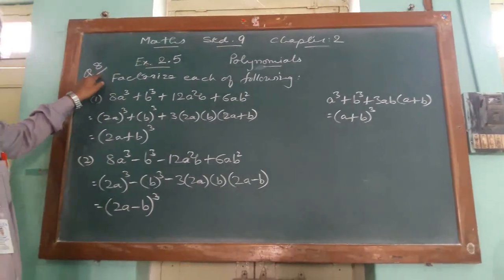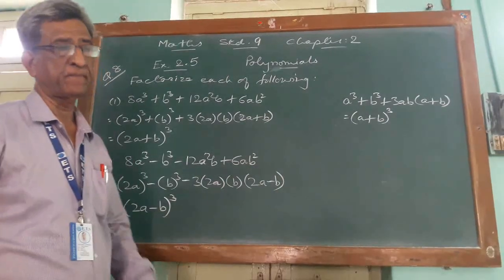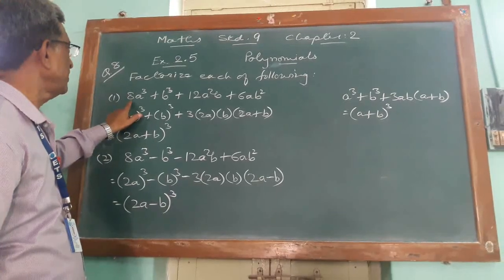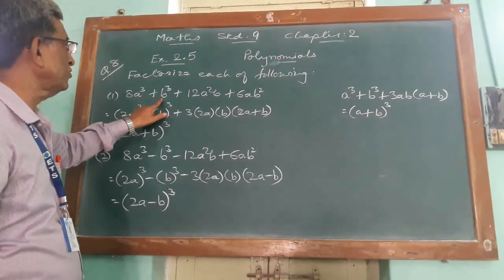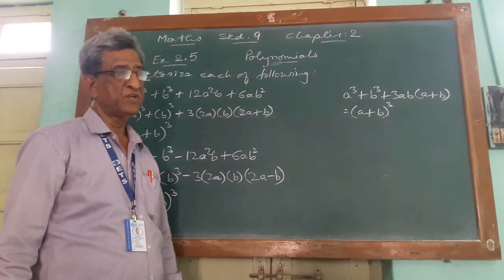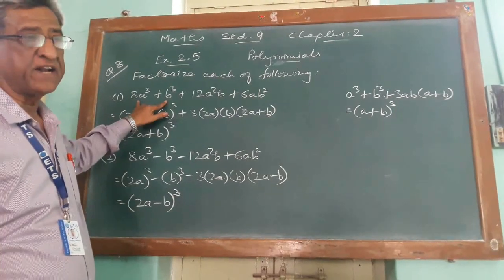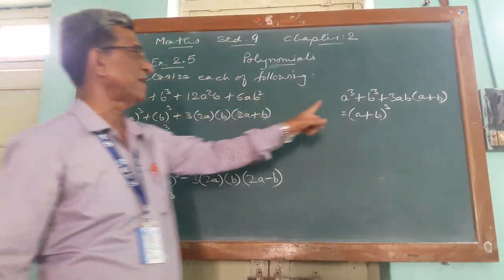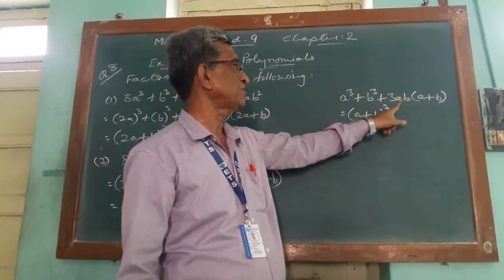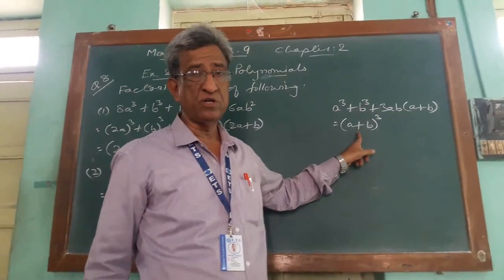Now we come to question number 8. Question 8. Factorize each of the following. So here you have to find its factors. So first one is 8a cube plus b cube plus 12a square b plus 6ab square. So here you can see there are two cubes. First and second are cube. So you will use this formula. A cube plus b cube plus 3ab into a plus b gives you a plus b whole cube.